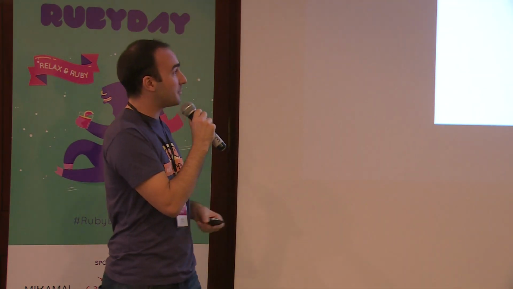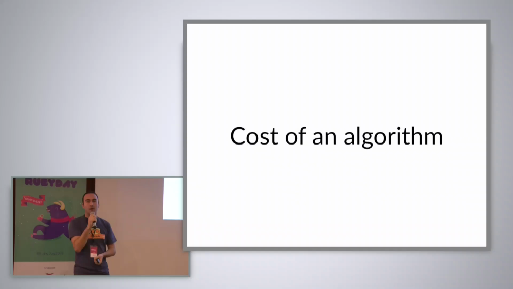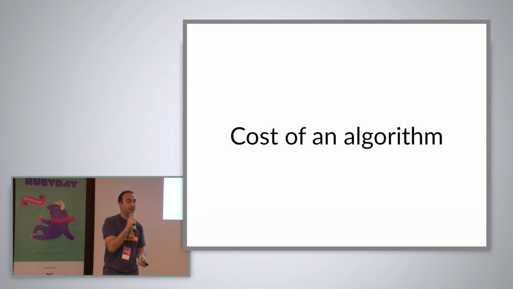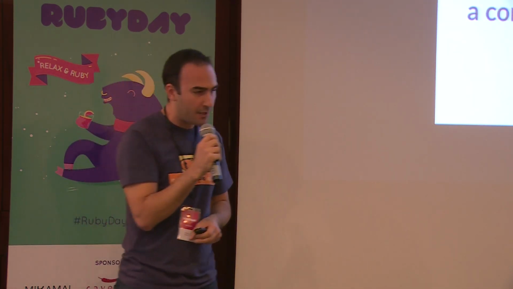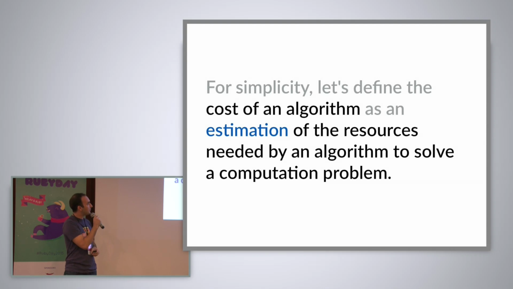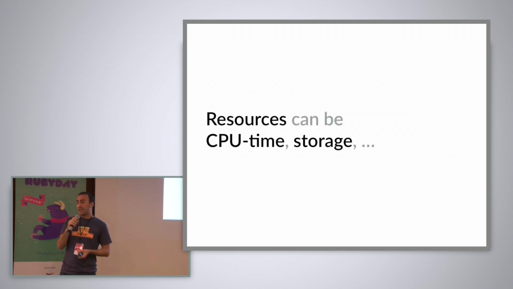So in reality, what we have to do now is talk about the cost of the algorithm. What does it mean that an algorithm is efficient? We have a measure to measure the cost of the algorithm, the complexity of the algorithm. But for now, for simplicity, I will define the cost of an algorithm as an estimation of the resources needed by an algorithm to solve a specific computation problem. Resources can be whatever. It can be CPU, processing time, or storage. So let's suppose you have to sort a lot of records. You might find a problem, which is a storage problem.